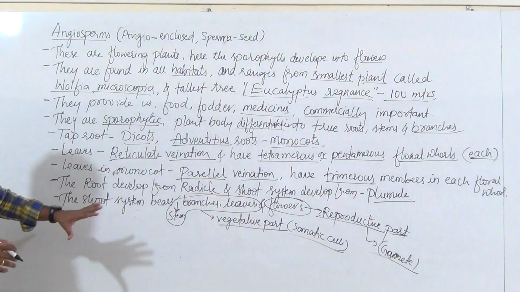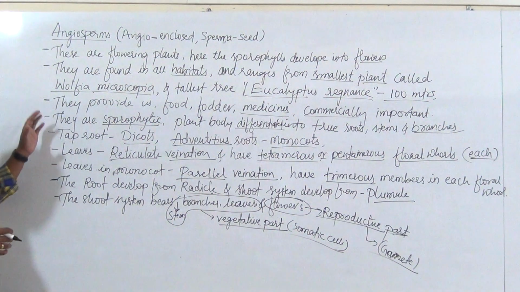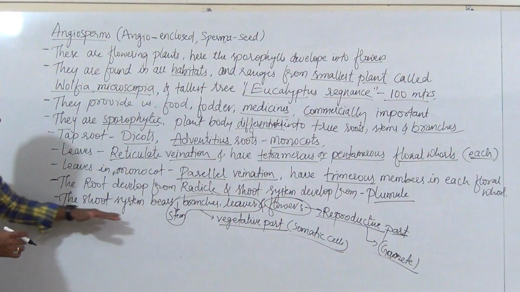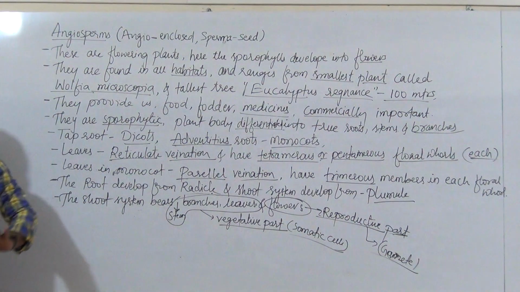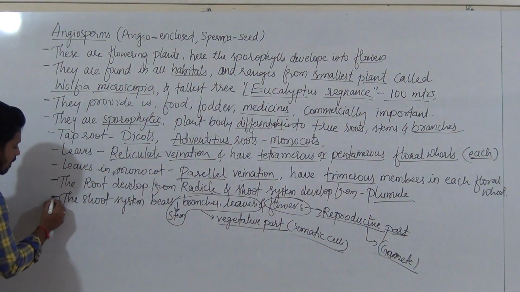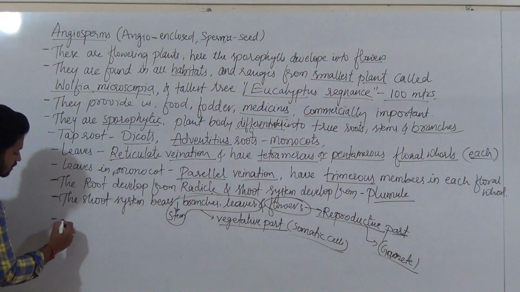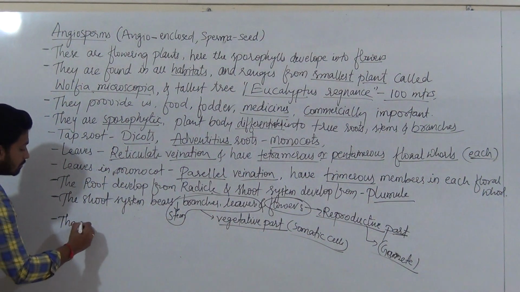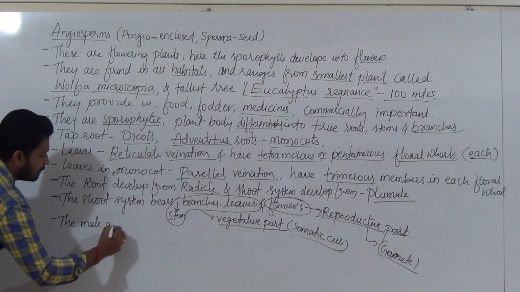Okay, now so this is about total points of angiosperm. The shoot system bears all these things. Now after this I will write here the male gametes.